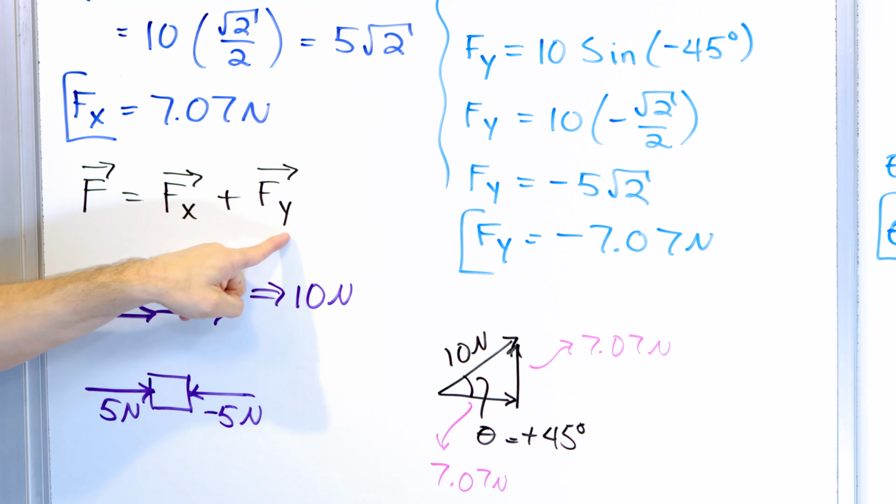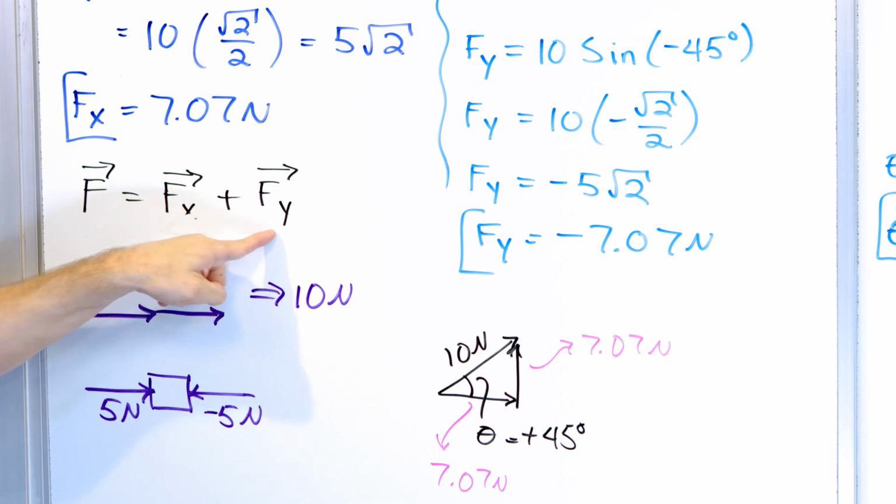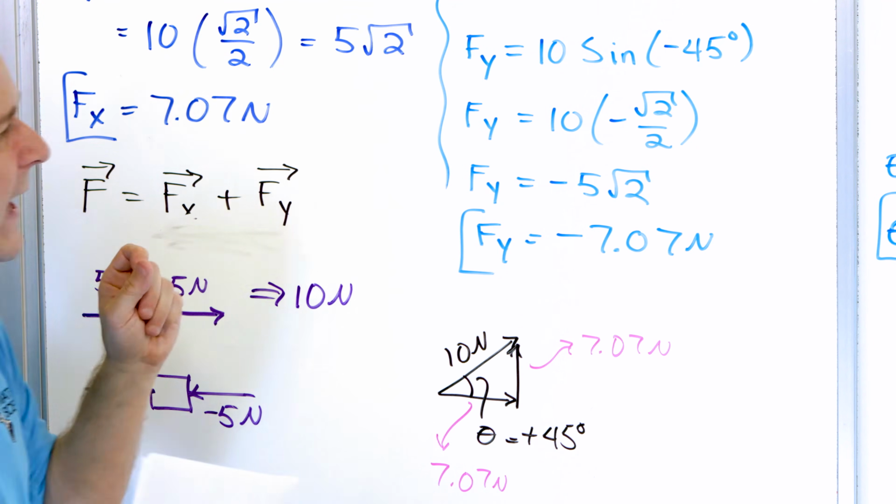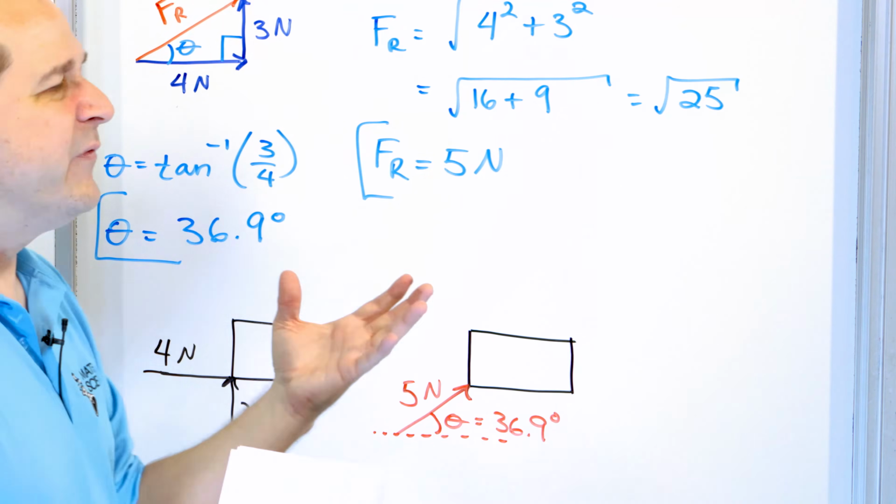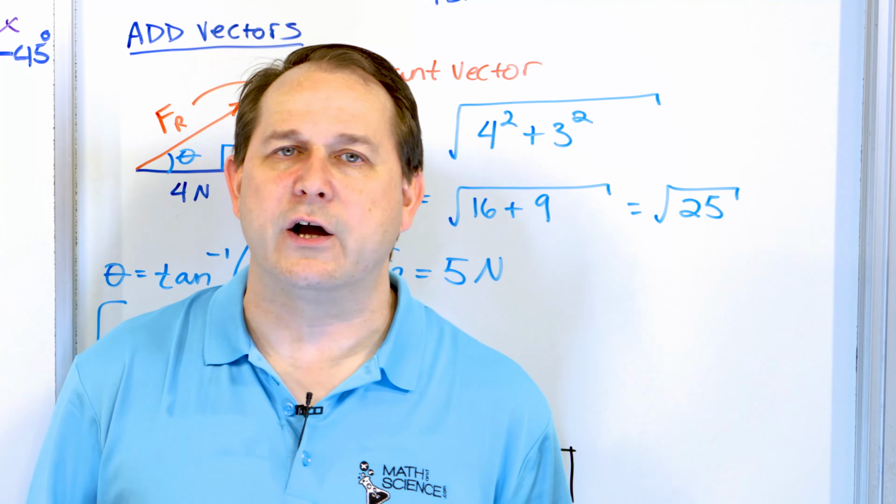But here's where it trips people up. This is not a plus sign between numbers. This is not numbers, okay? Because, of course, 3 plus 4 is 7. So people think, oh, well, there's got to be 7 newtons acting on the block.